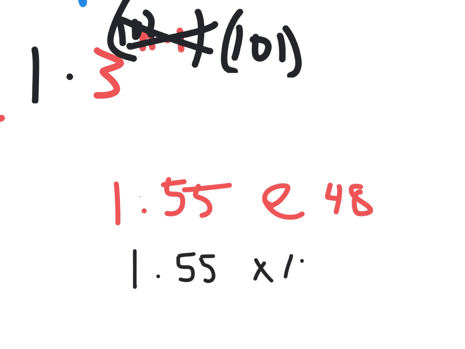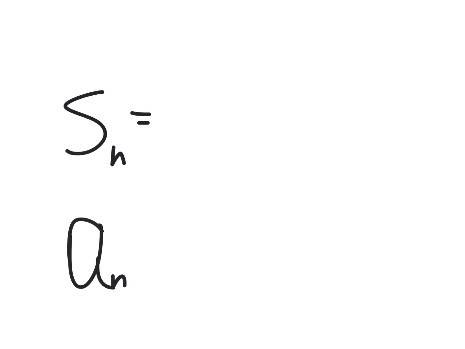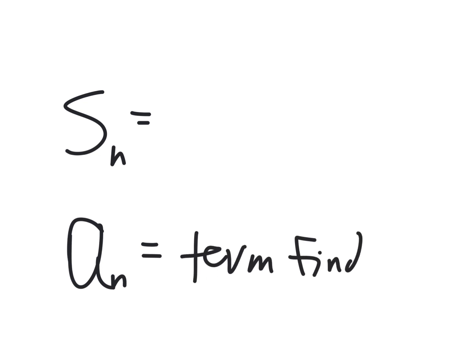1.55 times 10 to the power of 48. There is your final answer for that first one. And it used a formula that you probably had a hard time remembering. I want to remind you, the formulas that say S sub something, those are for series and they're for adding up all the terms. The formulas that say U sub n, or maybe they use A sub n, those are for just a term. So this is what I call a term finder. And this is the sum.